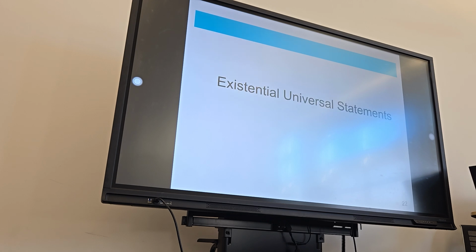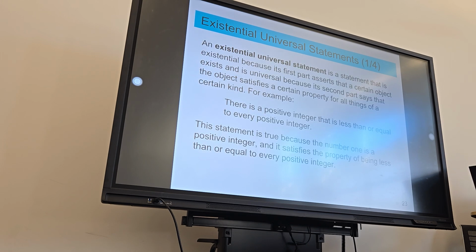Existential universal statements are kind of the reverse of the previous section. An existential universal statement is a statement that is existential because its first part asserts that a certain object exists, and is universal because its second part says that the object satisfies a certain property for all things of a certain kind.